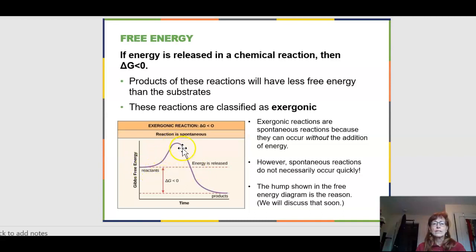We have to get over this hill. We have to somehow get these reactants to release their products and that free energy. In this case, these types of reactions are called exergonic. Exergonic reactions are considered spontaneous because we don't need to add any energy in to make them happen, but they don't necessarily happen quickly.